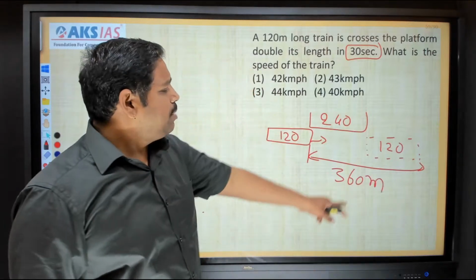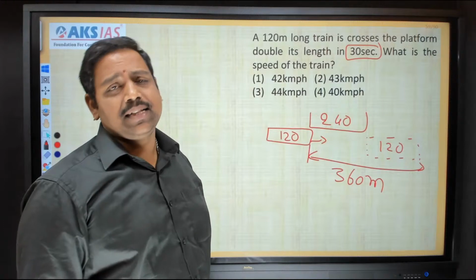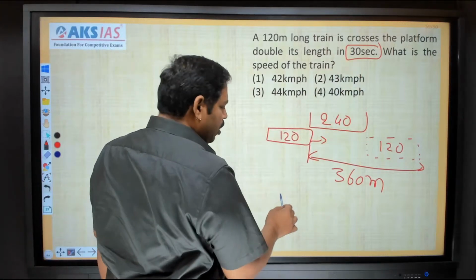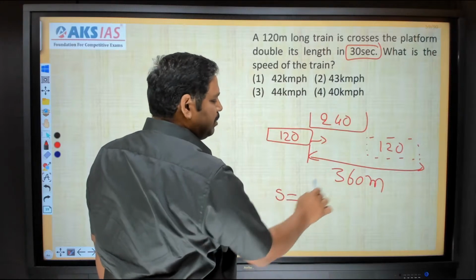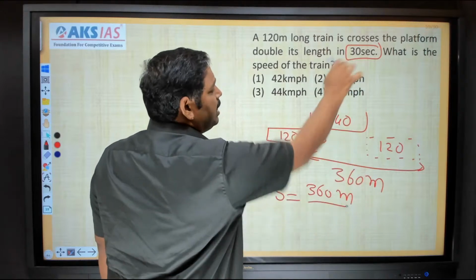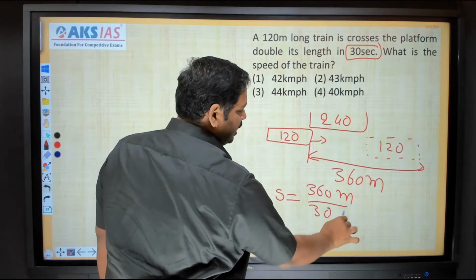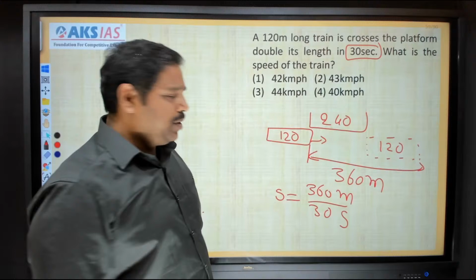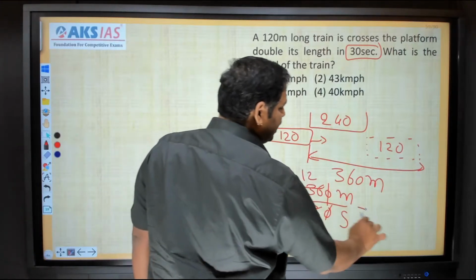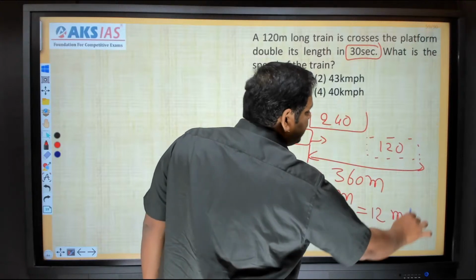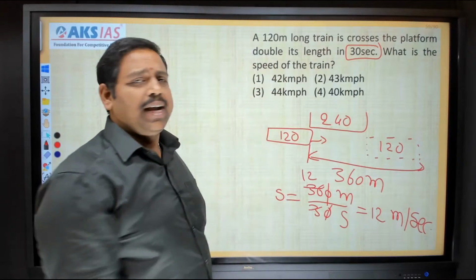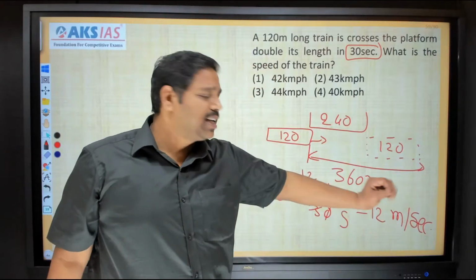To cover this 360 meters, how much time does it require? 30 seconds. So I know the distance traveled and I know the time taken. What is the speed? Speed means distance by time. 360 meters by 30 seconds. The zeros cancel, and 3 ones are 3, 3 twelves are 36, so it is simply 12 meters per second. This is the important point. What is the speed of the train? I have calculated the speed of the train as 12 meters per second.